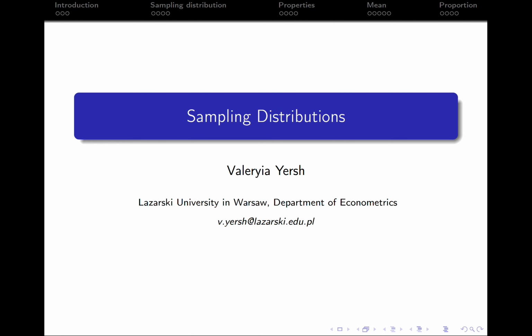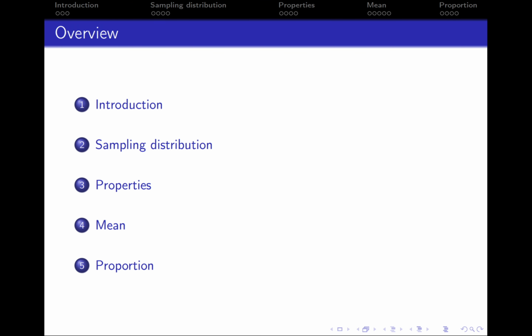We continue discussing probability distributions, and in lecture 7 we will focus on sampling distributions. This is a very quick overview, so I will start with an introduction where I will introduce some terms that you need to be familiar with. After this, I will move to sampling distribution to give you an idea what a sampling distribution is.